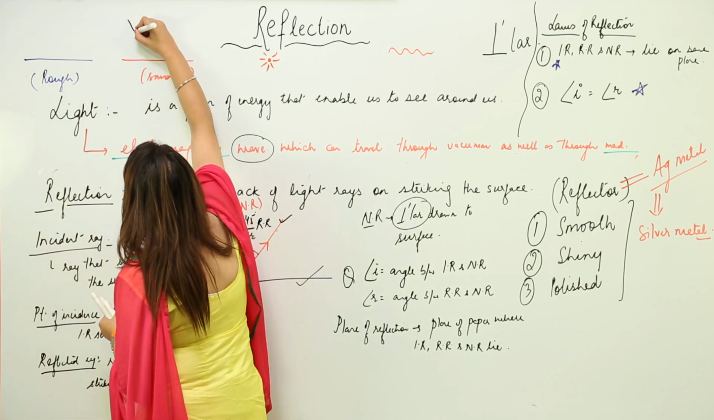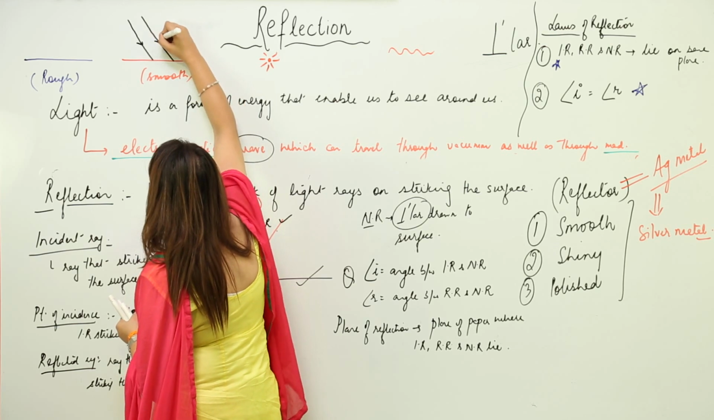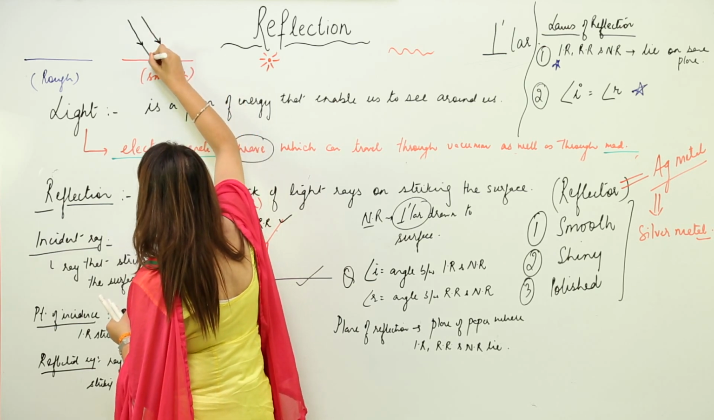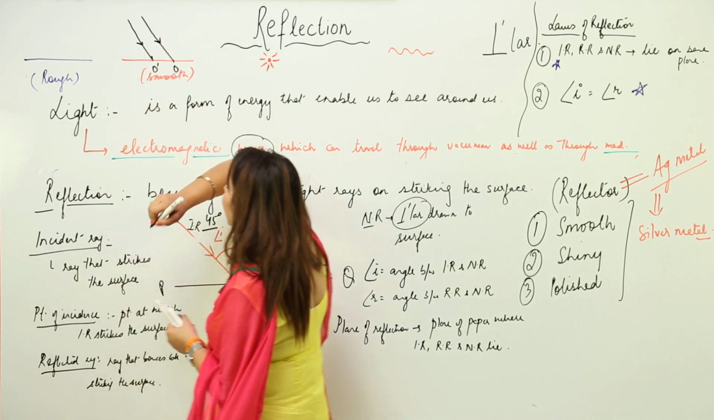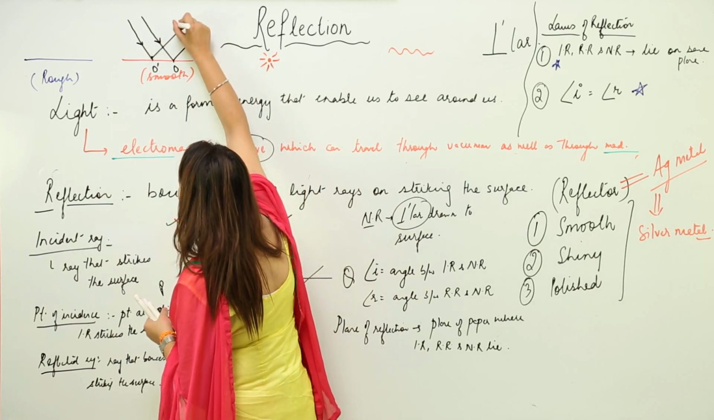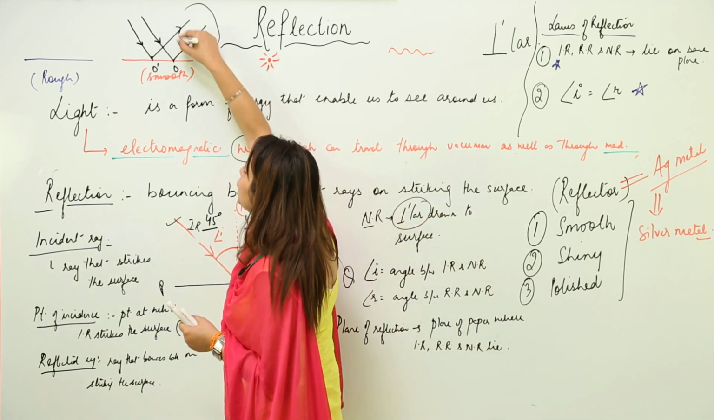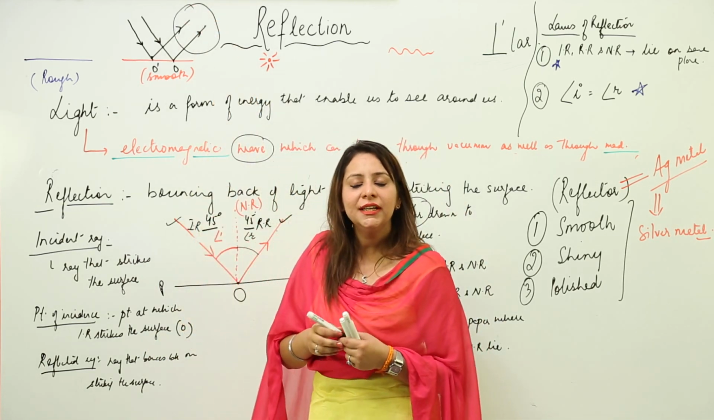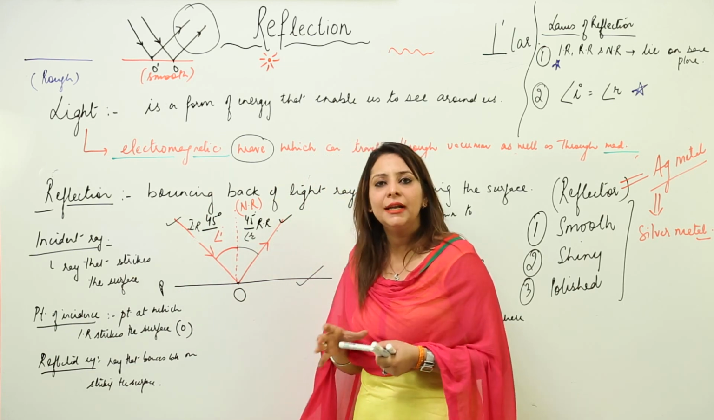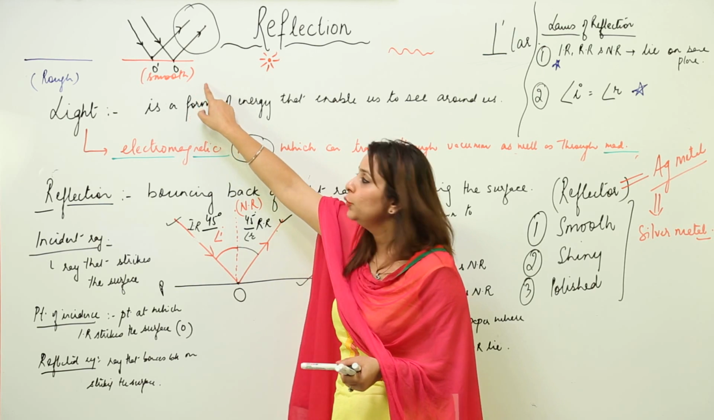First, the smooth one. These are my incident rays. These are the points of incidence, right? Whenever they get reflected back, there is a regular kind of reflection like this. As you can see, the reflected rays here are parallel to each other. They are moving in the same direction and are parallel to each other. So this kind of reflection we observe from a smooth surface.